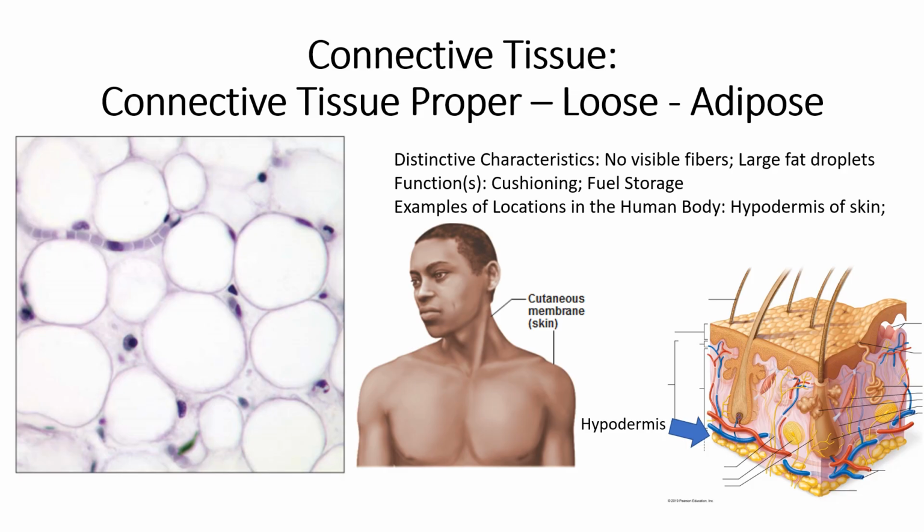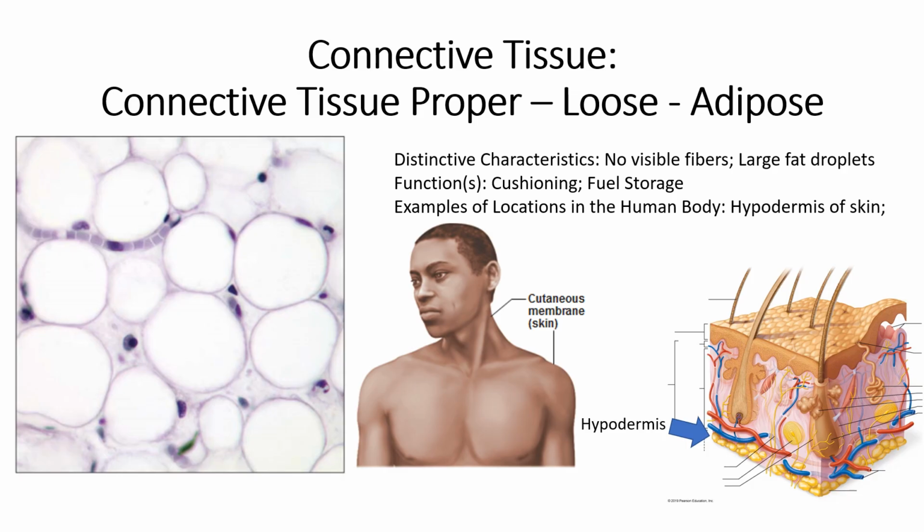We don't really see any distinctive fibers, right? Adipose will have some fibers, but they're not going to be as distinctive, and you're not going to see as many fibers within adipose tissue as you would with areolar, right? So the function of adipose tissue, also providing cushioning, also serving as fuel storage.